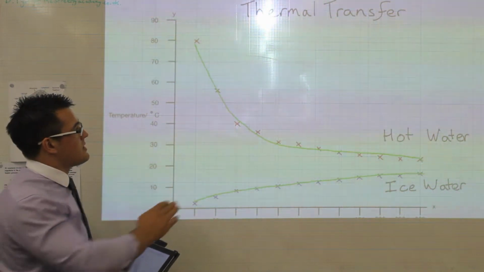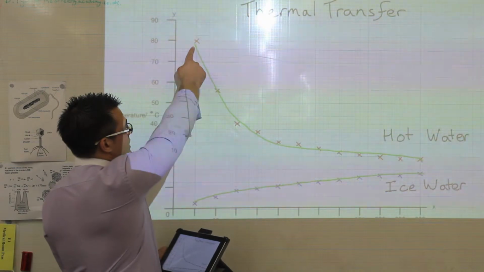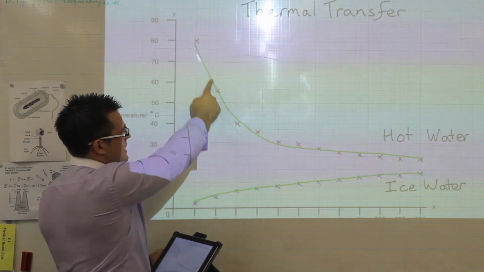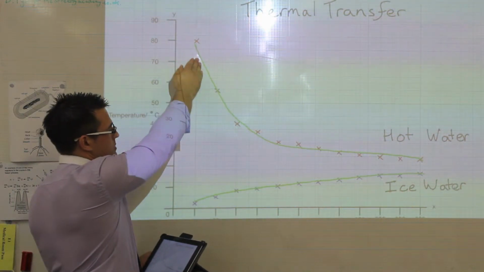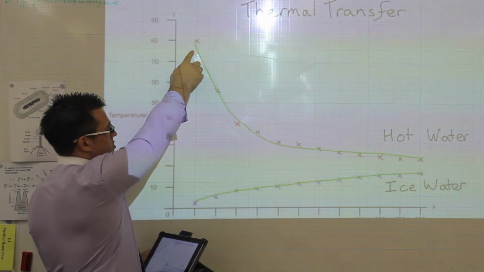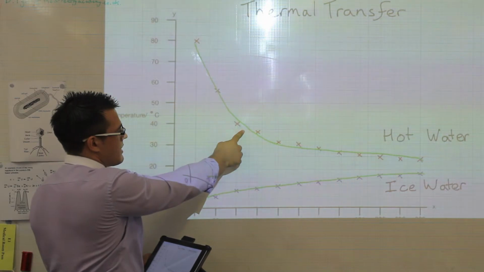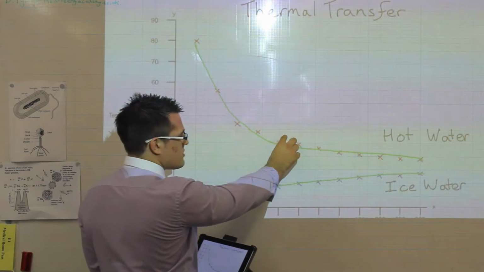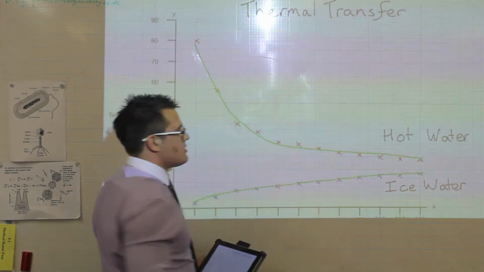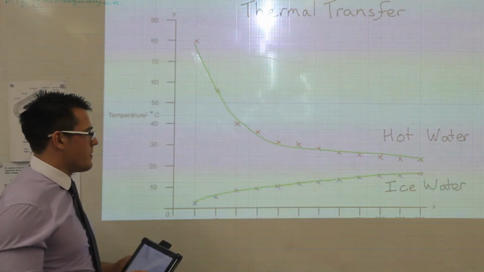And a temperature gradient is literally like, think of a slope. So if we have the graph here, the gradient is how steep the line is. So this graph is very steep at this point. So that means that the temperature is changing very, very quickly. And as time goes on, the gradient gets less and less and less. So the temperature change, the amount, starts to decrease with time.